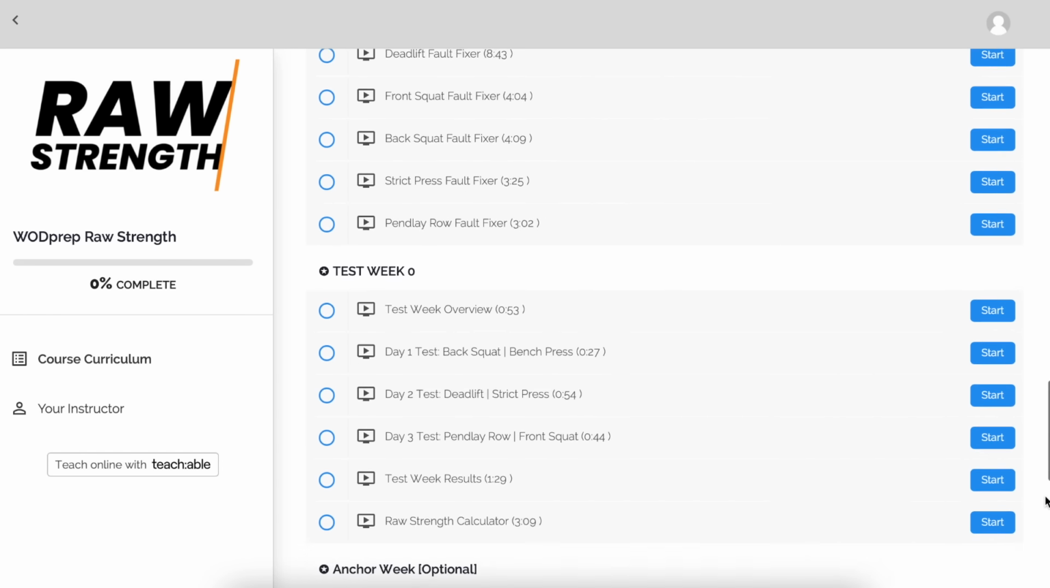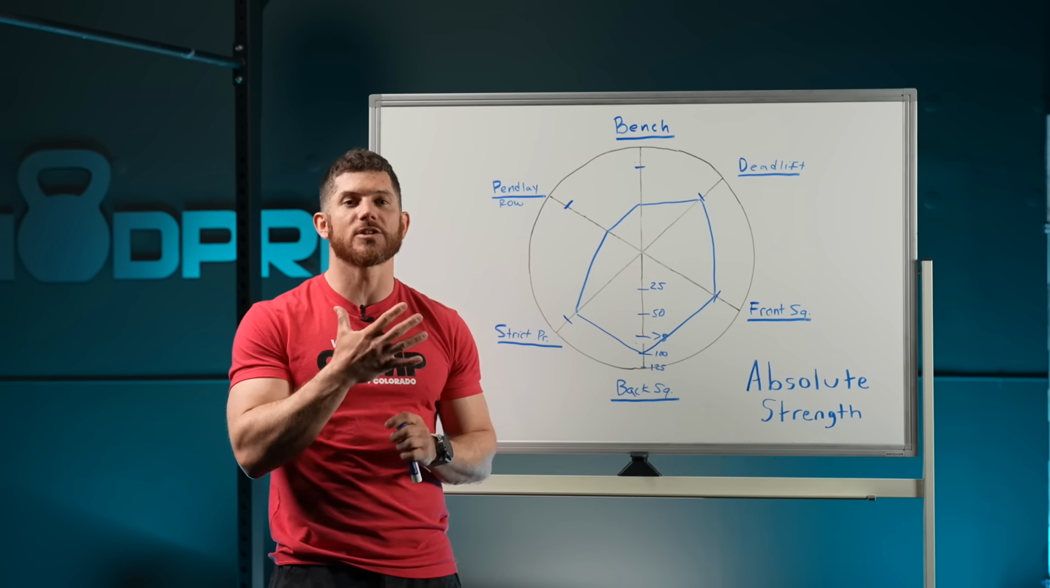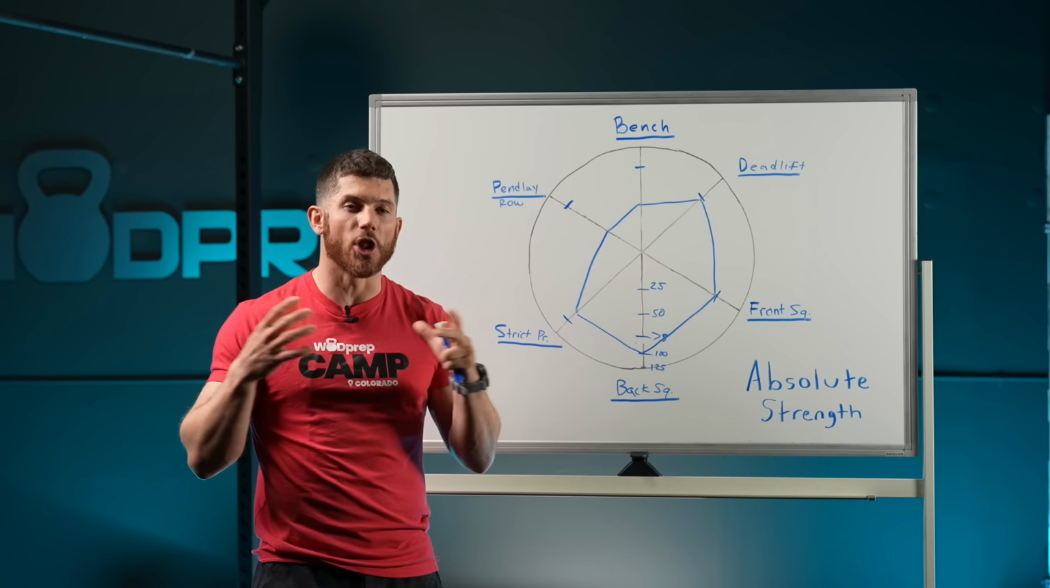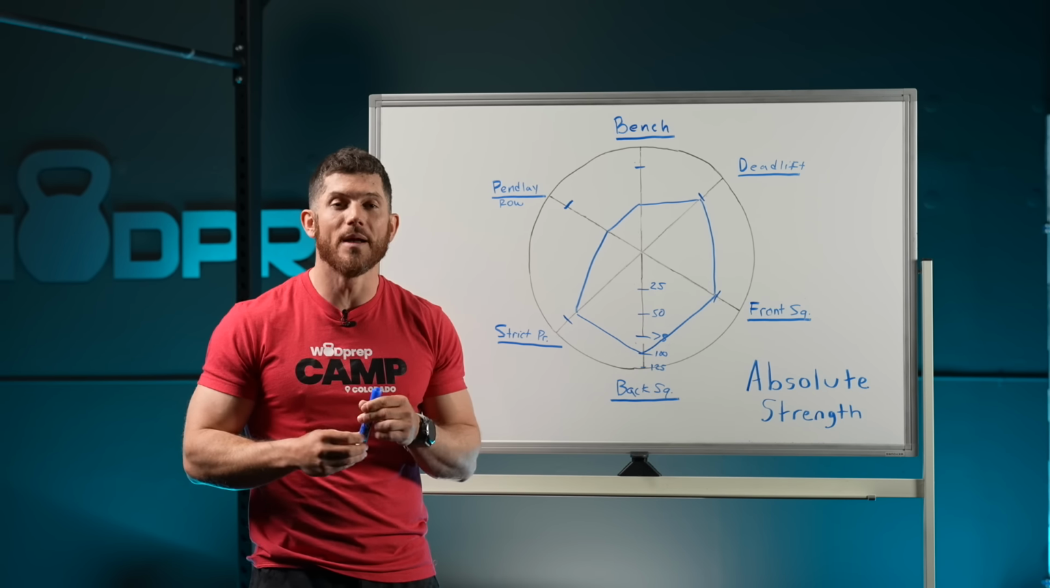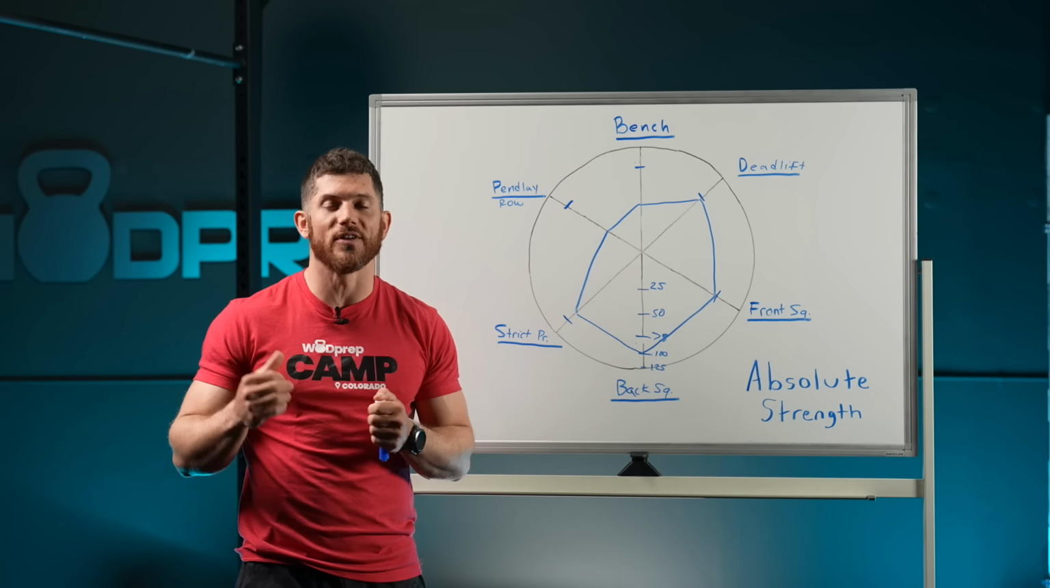Raw Strength is a complete course that will not only analyze and teach you exactly where your strengths and weaknesses are, it's going to give you programming that takes about 1 hour per session, 5 days per week. Now, this is bigger than most of our other courses, and it's longer and requires a little bit more time because absolute strength cannot be developed in just 15 minutes.